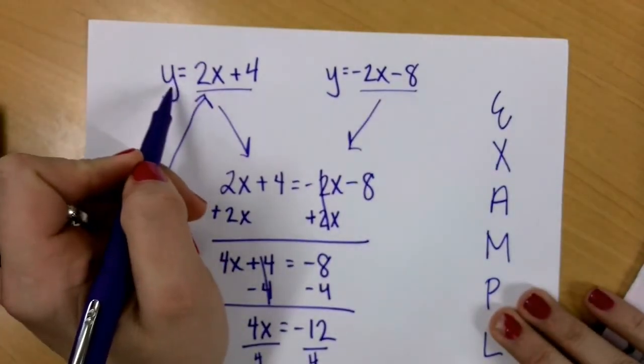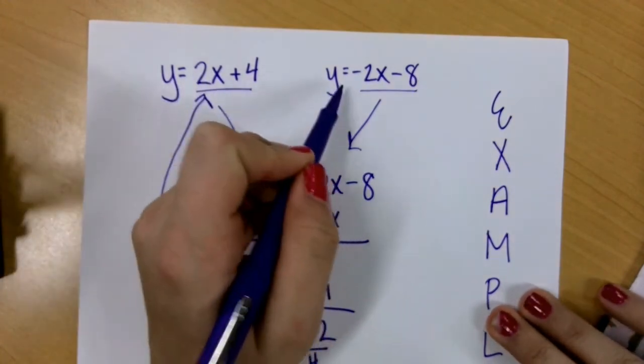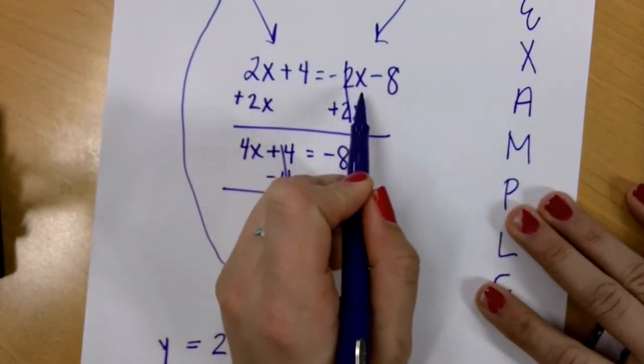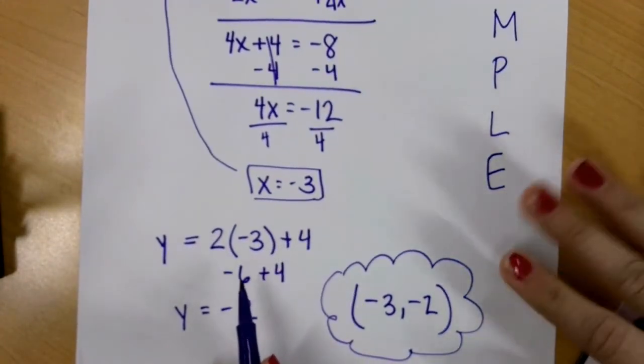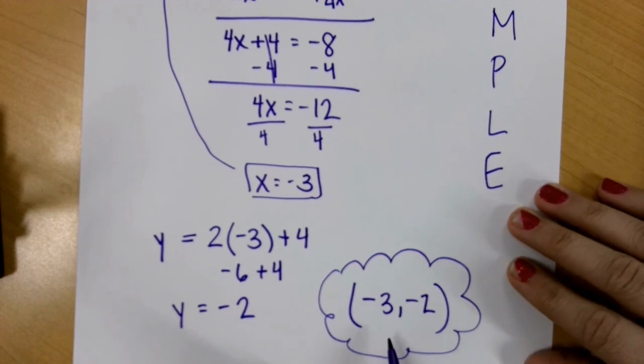So a quick recap, make sure my equation equals y. Once both of them equal y, I can set those two sides equal to each other, solve for x, plug my x back into the original equation, doesn't matter which one, and find my ordered pair.